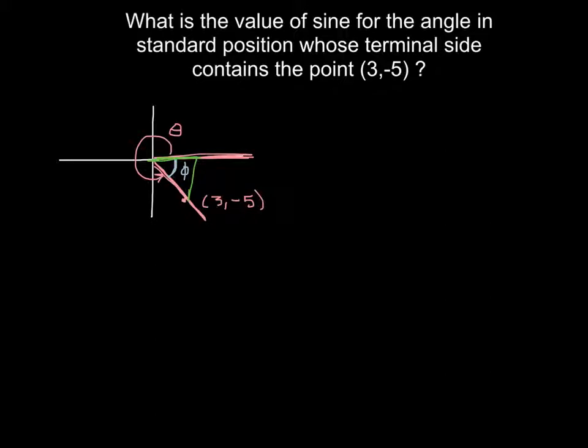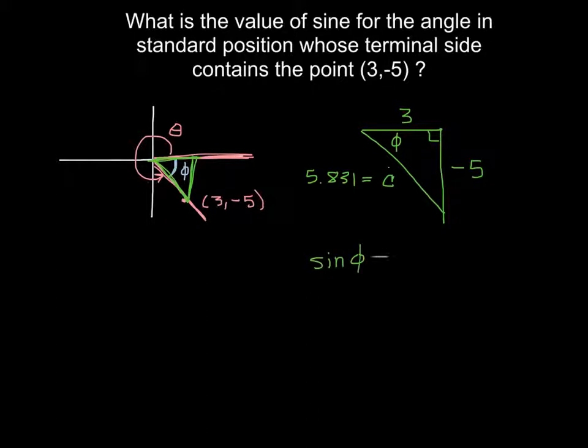And we could think about this triangle right here, which I could draw out. There. We have phi. We know this is 3. We know this is -5. We could do Pythagorean theorem to find c. What is c? Using Pythagorean theorem, 5.831. Now that we have figured out the hypotenuse, we can say that the sine of phi is opposite over hypotenuse.